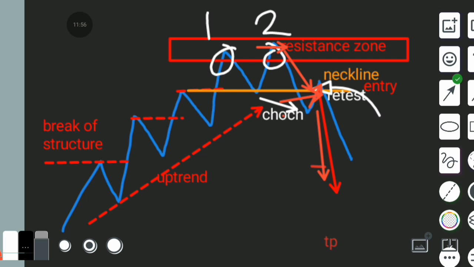I hope you have learned a lot on this video. So watch the next video where I'm going to be teaching you on the double bottom. So this was the double top pattern. That is very easy as that.